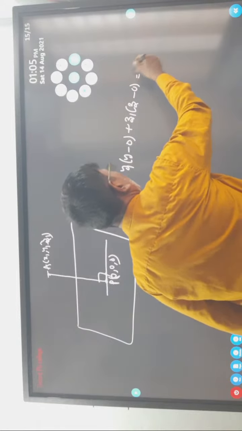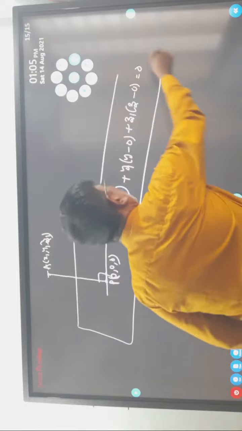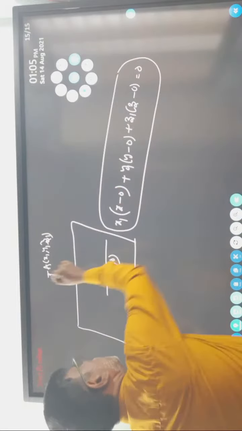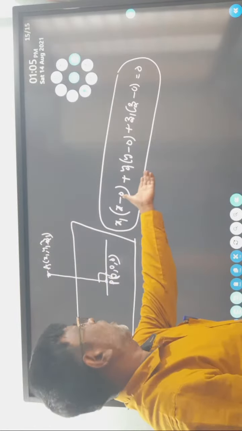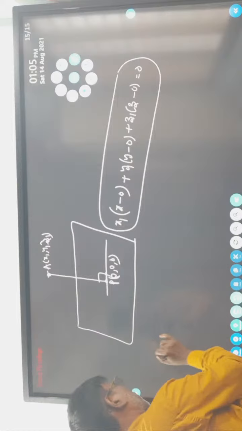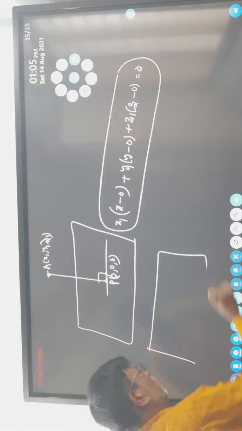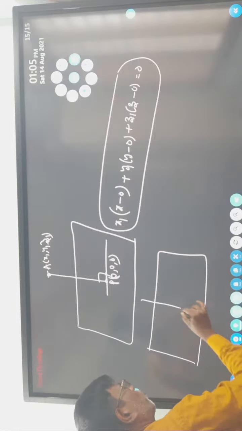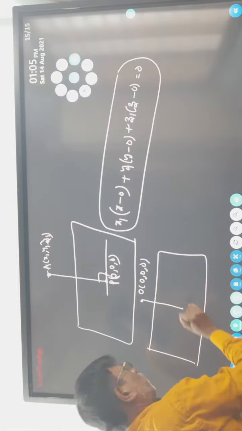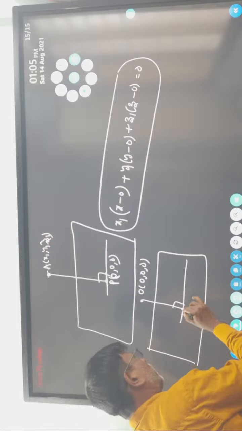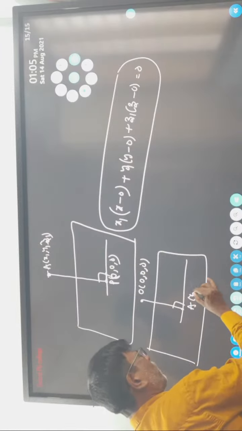That is the equation of the plane. Suppose the plane is passing through the origin. So the foot of the perpendicular from the origin is given, and we take it like this. Suppose the point is given from the origin. The origin is (0, 0, 0), and the foot of the perpendicular is given as A(x1, y1, z1).